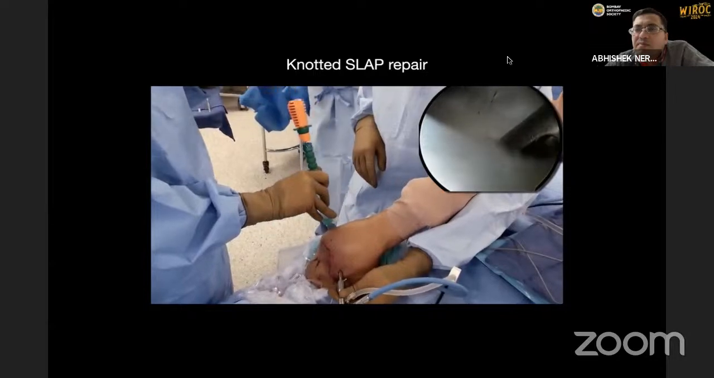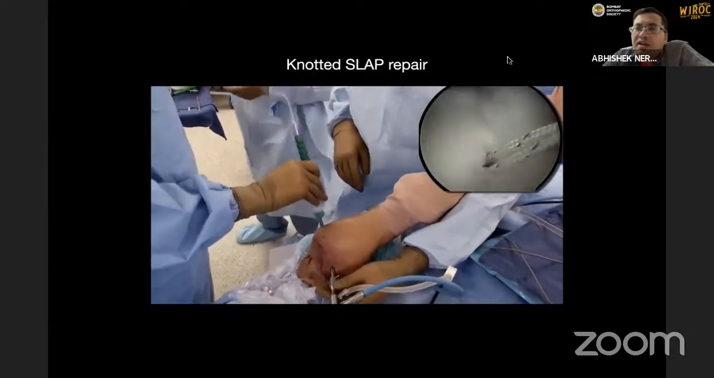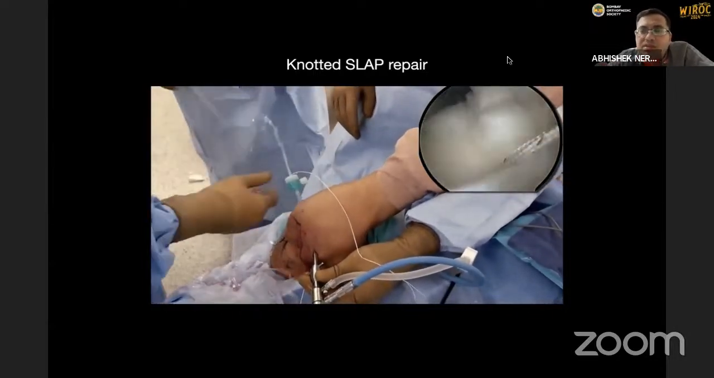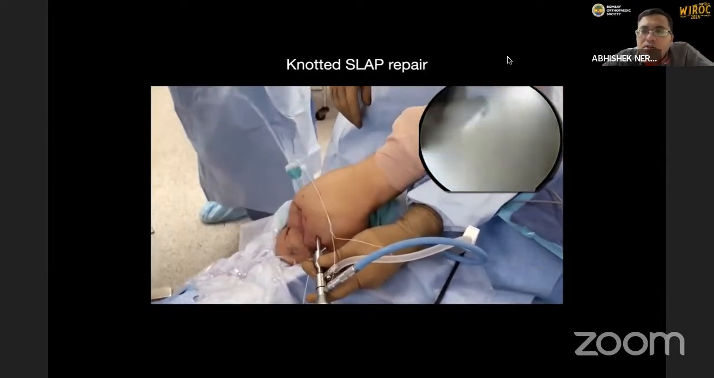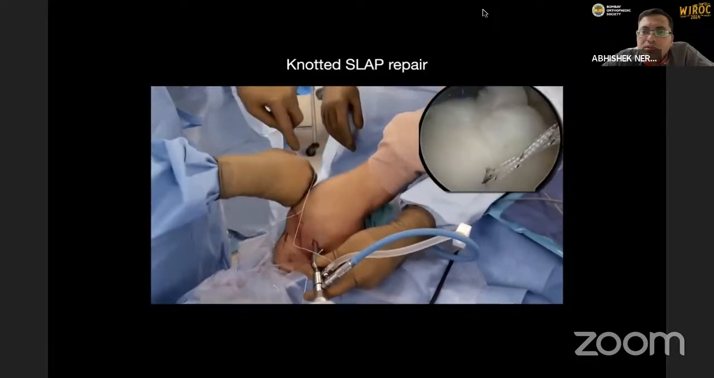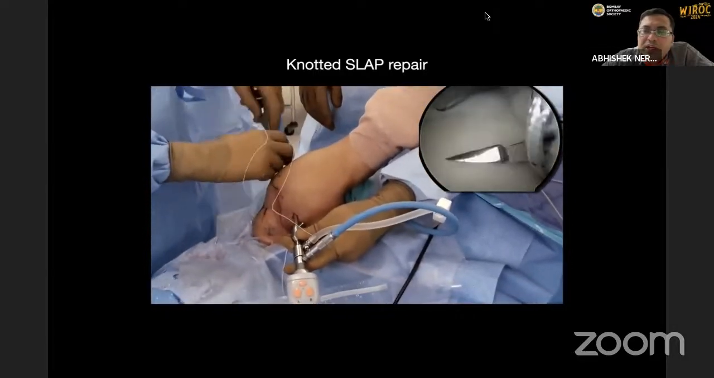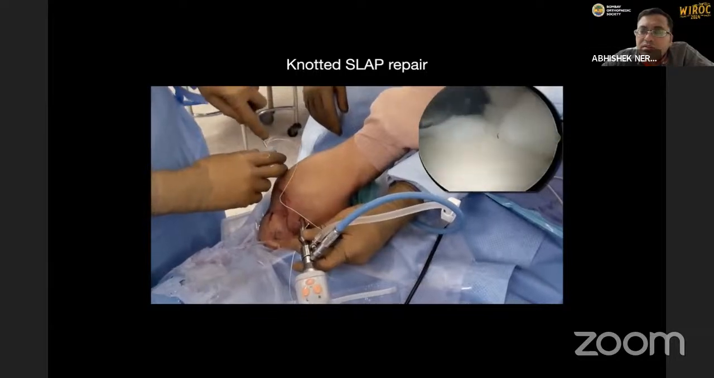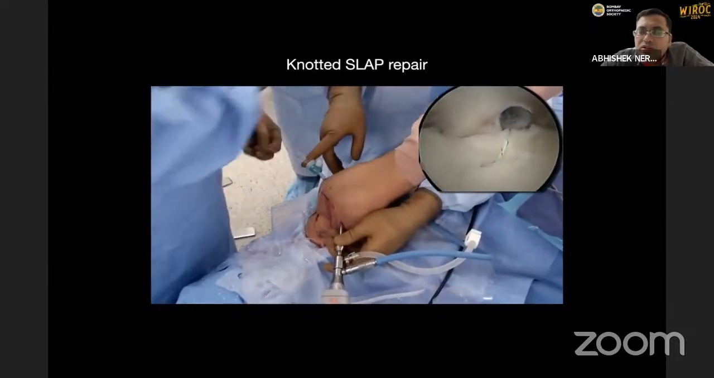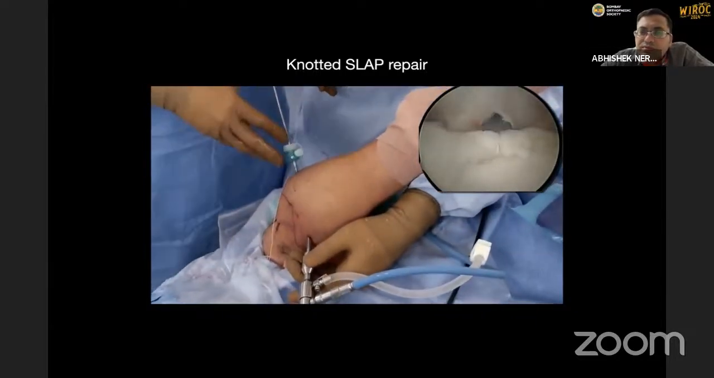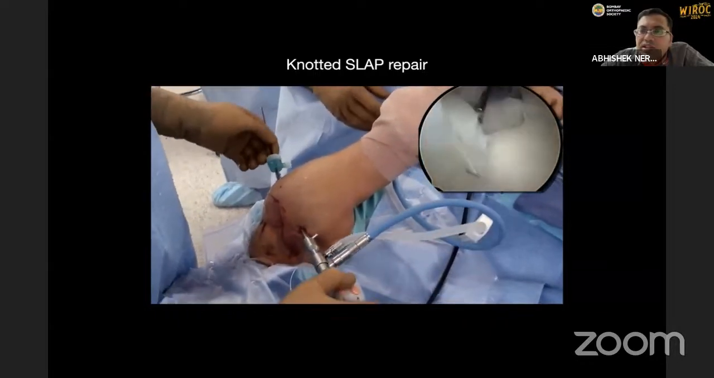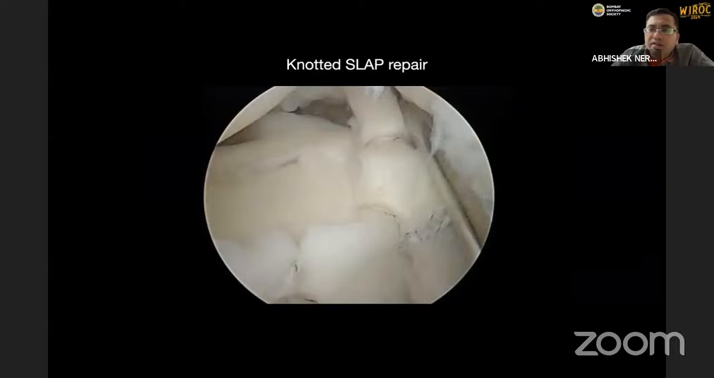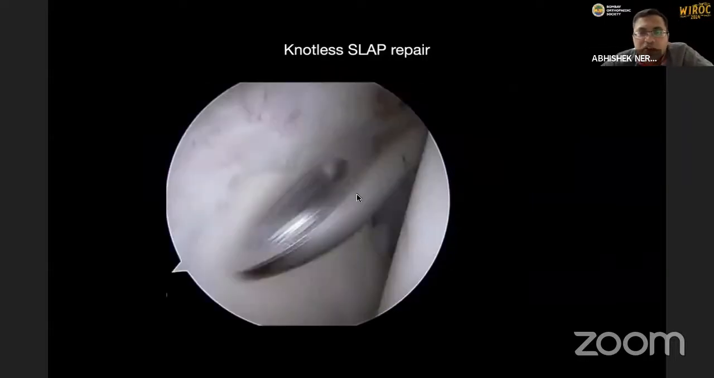You can also come from the opposite side, see from the front in case there is any problem in visualization, because this is too close to the scope, the posterior end. So take in a bite and then you tie a knot. And this is how a stable repair looks like. With that, let's go to the second one, a knotless technique.